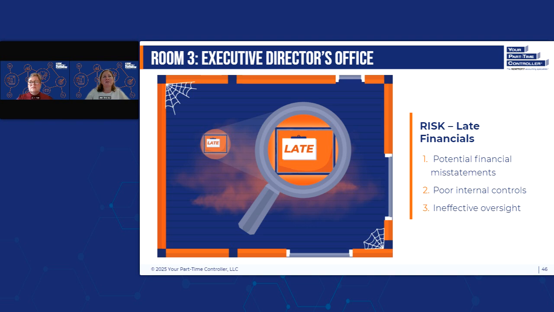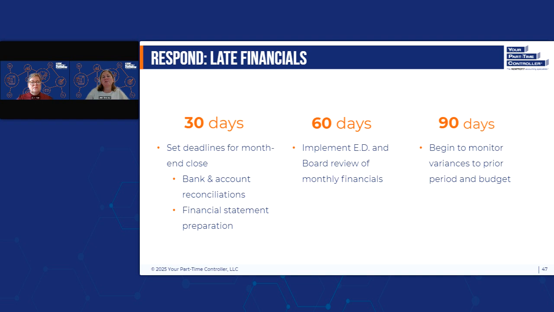So let's take a look at our fraud response plan here. And I think we've already mentioned these, Jackie. You want to set deadlines. If you haven't already, begin reviewing financials with the board, and at 90 days, start looking at variances. You got it, Jen. This one's actually pretty straightforward. All right, where do we go next?